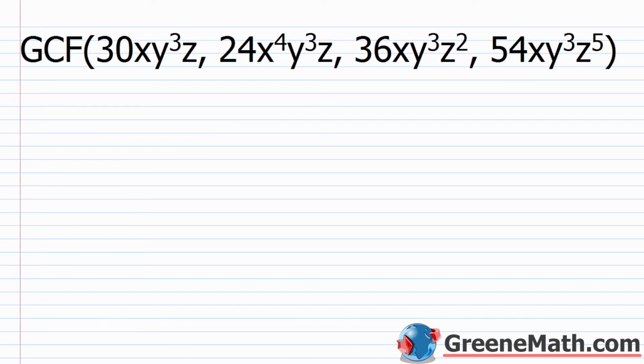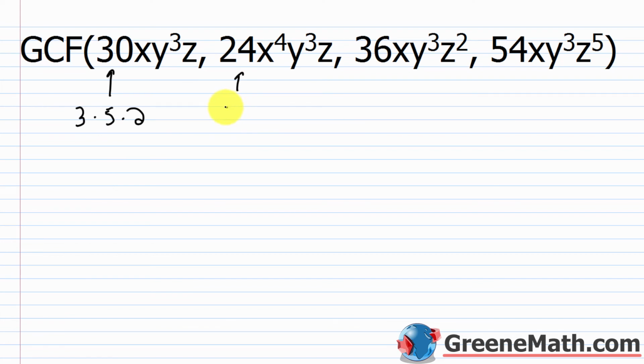All right, let's take a look at another one. So we have the greatest common factor of 30xy cubed z, 24x to the fourth y cubed z, 36xy cubed z squared, and 54xy cubed z to the fifth. So what is the GCF? So let's think about the number part first. So we have a 30. Let's think about that. So that's 3 times 10. 10 is 5 times 2. 3 times 5 times 2.